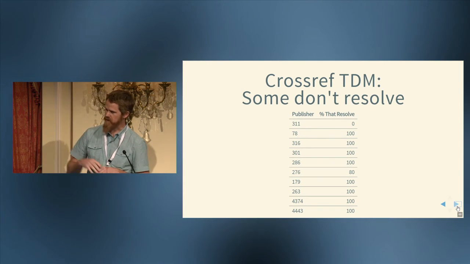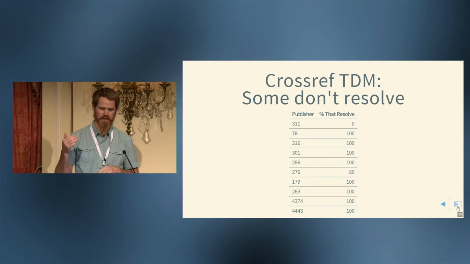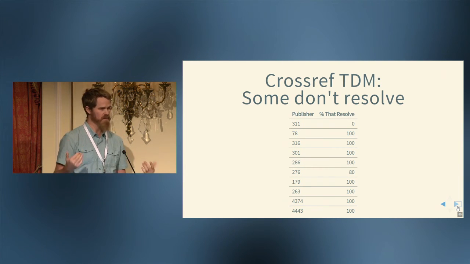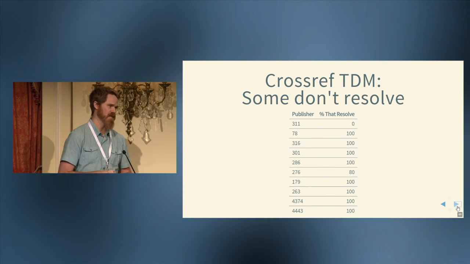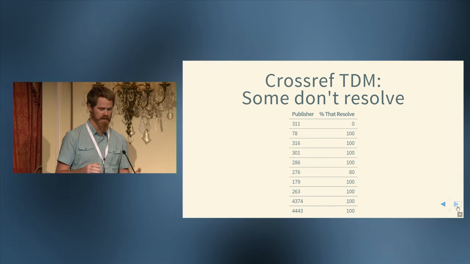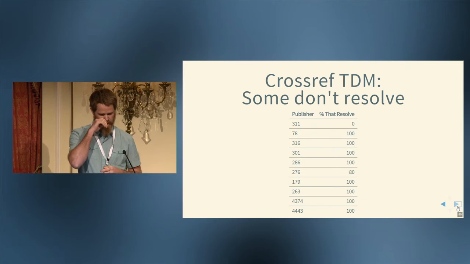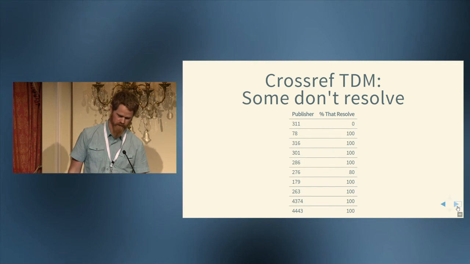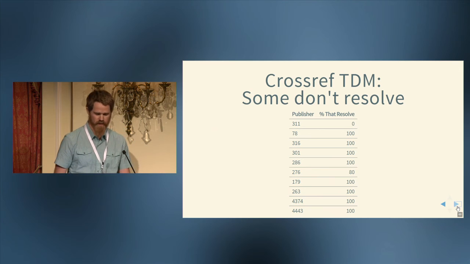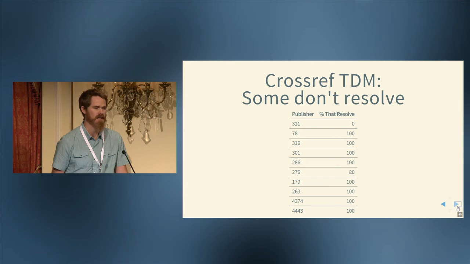This data might be a little out of date. I looked at some of the publishers that provide at least some full text links, and ran a bit of code to see: do these full text links actually resolve? Do they lead to something, or are they broken? I won't name any publishers, but the publisher IDs are there. I think 3.11 is getting better, but at one point they were zero, and there were a lot of them. So they are getting better.